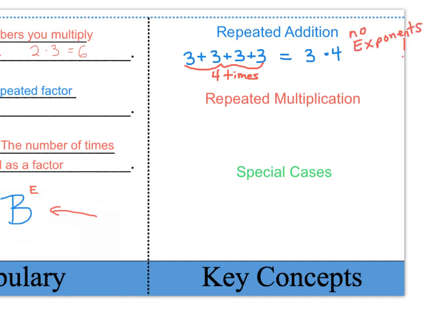Now let's take a look at repeated multiplication. I can write a repeated multiplication problem like this: 3 times 3 times 3 times 3. Another way to write this is 3 to the fourth power. 3 is my base, because that is the number being repeated, my repeated factor. And my exponent is 4, because I'm repeating my base 4 times.